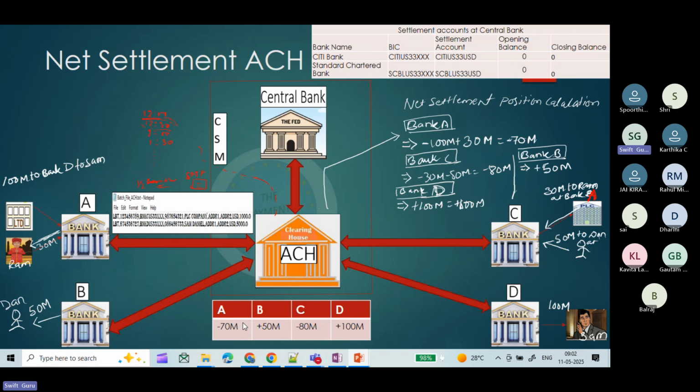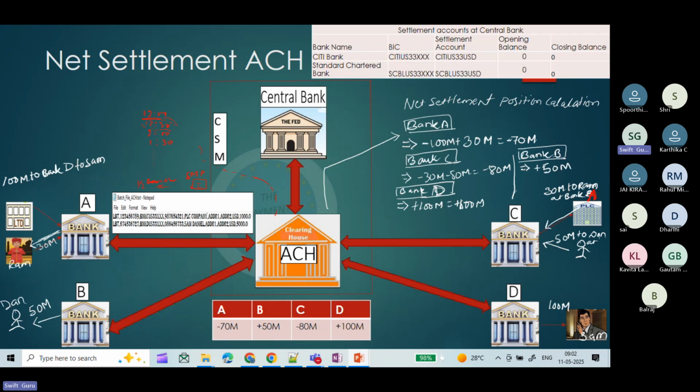So basically, the final positions of each of the banks, if you sum it up for that batch interval, should be equal to 0, right? So minus 70 million and then minus 80 million is minus 150 million, and then this plus 50 million and 100 million is plus 150 million, which equals 0, right? So this is what happens at the net settlement system.